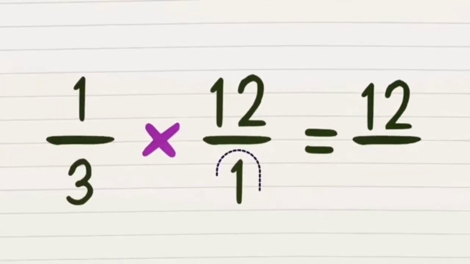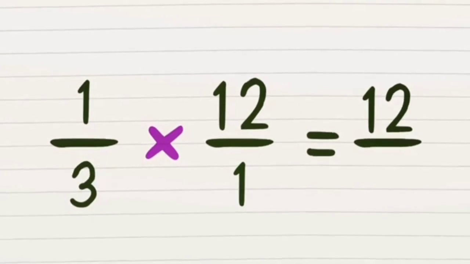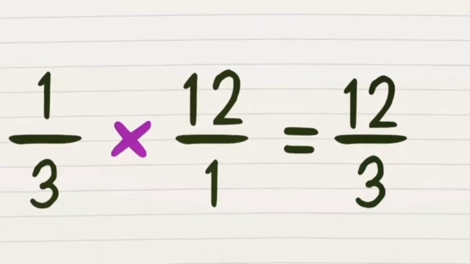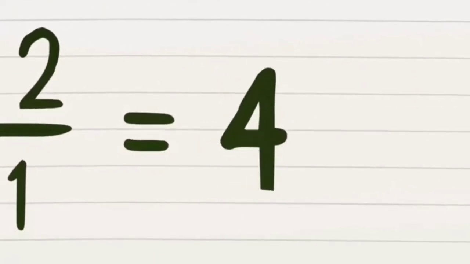Now multiply the numbers on the bottom side together. The answer that we get is now the new denominator. So 3 times 1 becomes 3 before. We have 12 over 3 for an answer of 4.